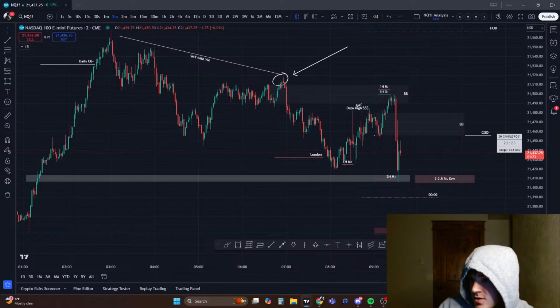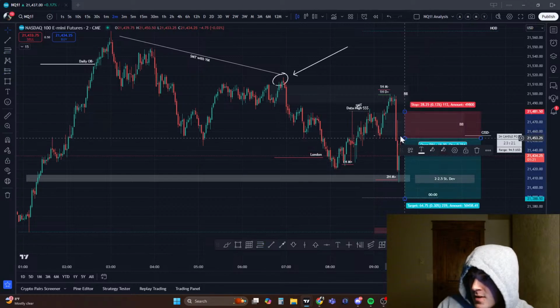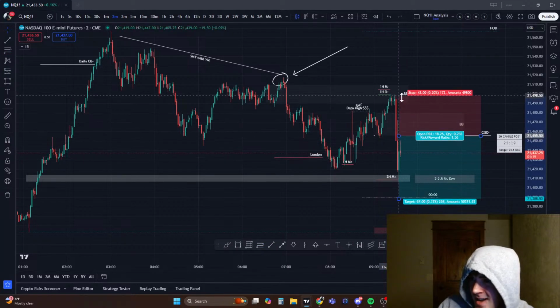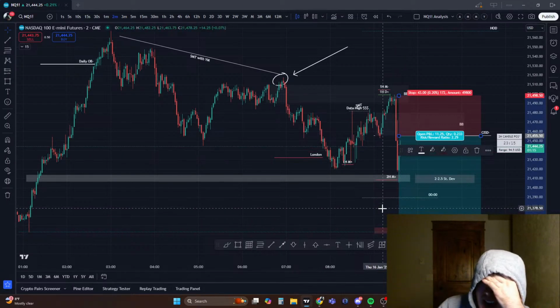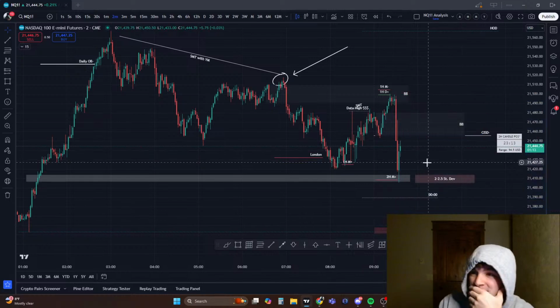You could honestly enter here, stop loss above the high, and then target 2 to 1, but I'm personally waiting for lower time frame confirmation.